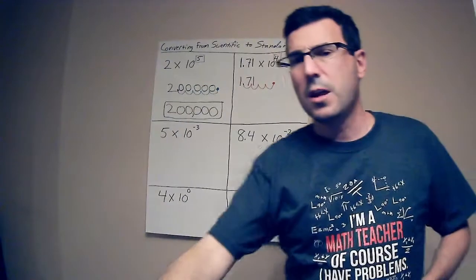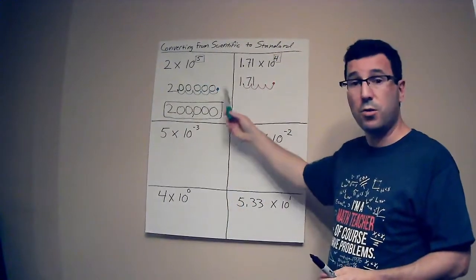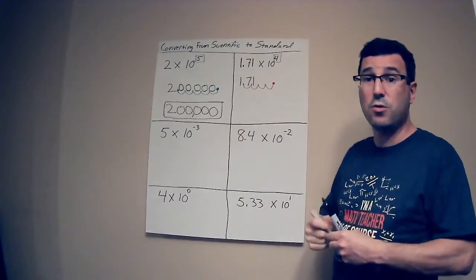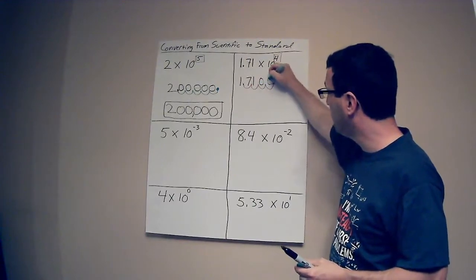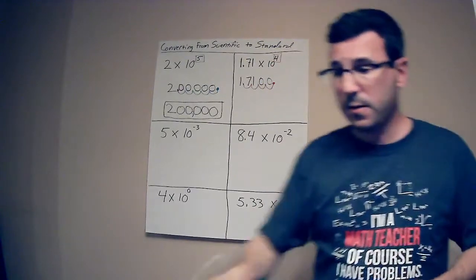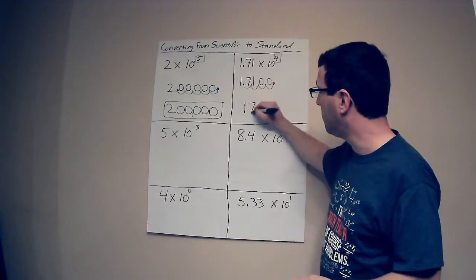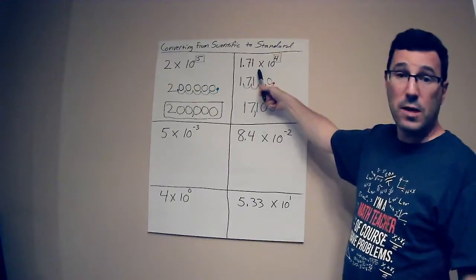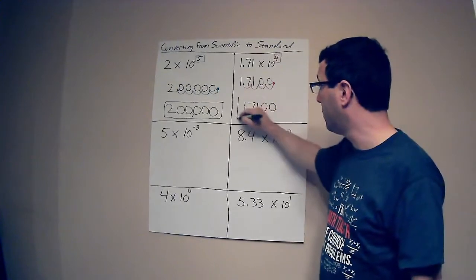Now notice, there are 2 spots already filled by the 7 and the 1. So I only need to put 2 more zeros. 1, 2. First off, we have 1, 7, 1, 0, 0. So 1.71 times 10 to the 4th is 17,100.